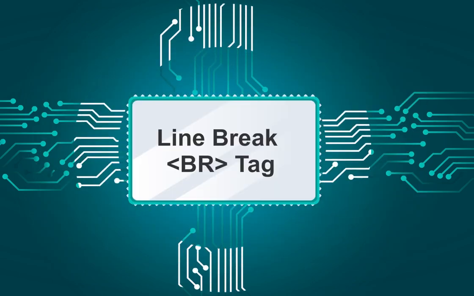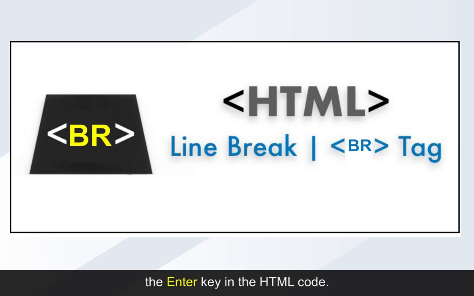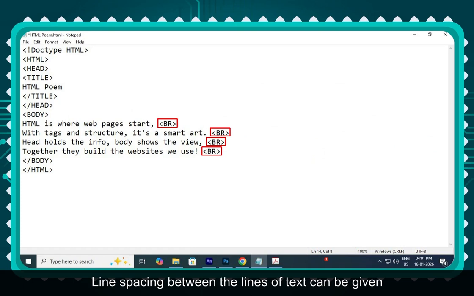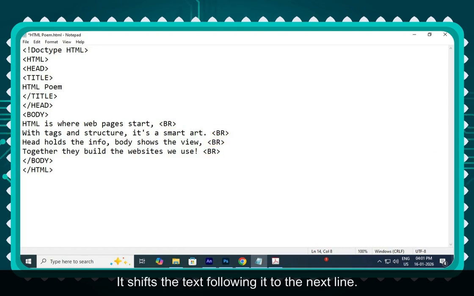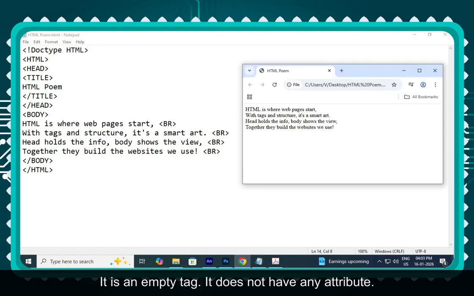Line break BR tag. The browser does not recognize any line breaks given using the Enter key in the HTML code. Even when we write text in different lines in an HTML code, it is not shown in the same manner on a browser. Line spacing between the lines of text can be given using the line break BR tag. It shifts the text following it to the next line. It is an empty tag. It does not have any attribute. Output.